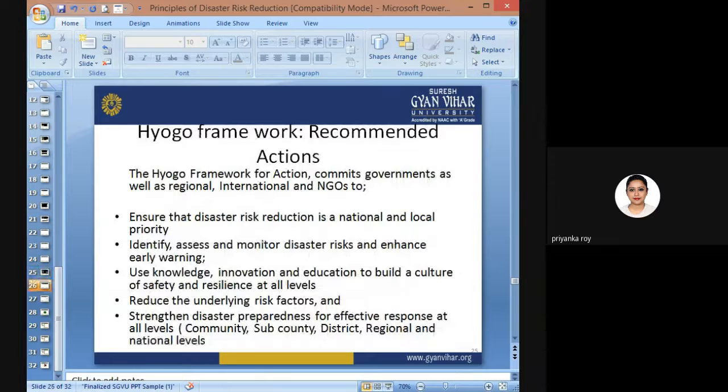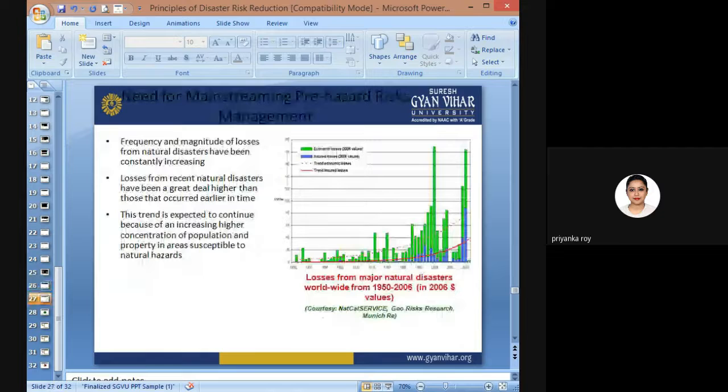The Hyogo conference also ensures that disaster risk reduction is a national and local priority, and identifies, assesses and monitors the disaster risk and enhances early warning. So use knowledge, innovation and education to build a culture of safety and resilience at all levels. So reduce the underlying risk factors and strengthen disaster preparedness for effective response at all levels. Community, sub-country, district, regional and national levels will pertain to it.